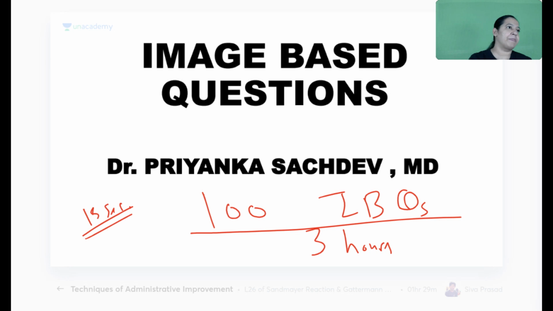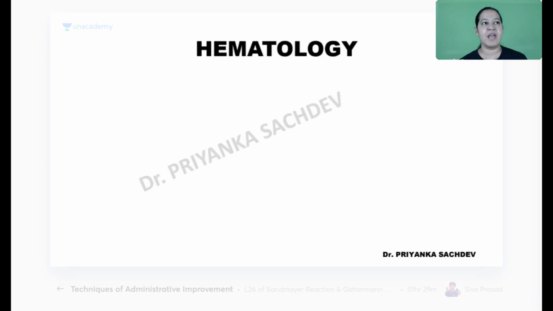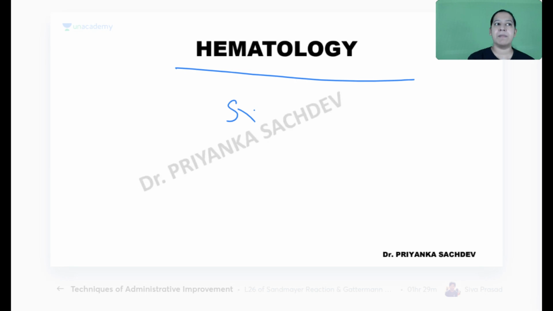If I give the detail of all the images now, then I will not be able to cover in 3 hours. But I have to cover 100 images in 3 hours. So without wasting any further time, I am moving on. I will start first with IBQs of hematology. I am having nearly 35 to 40 MCQs from hematology. After that, I will move on to systemic pathology, and in the end, I will move on to general pathology. So I'm starting with hematology.